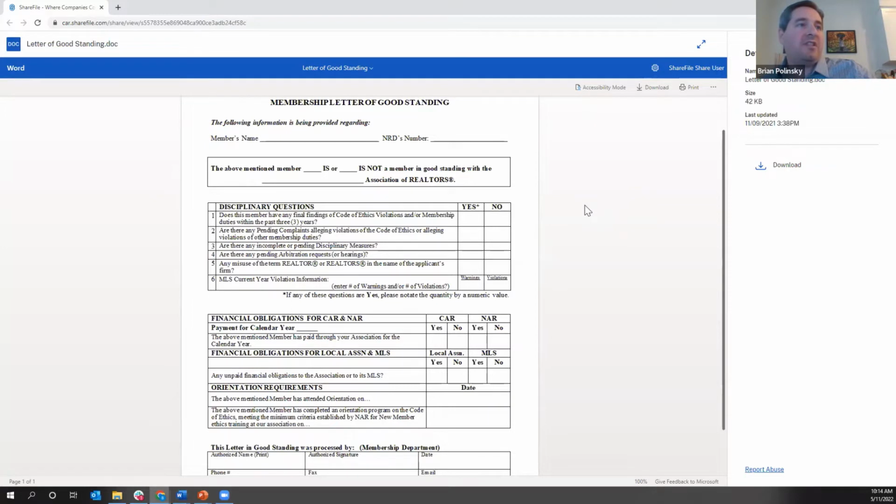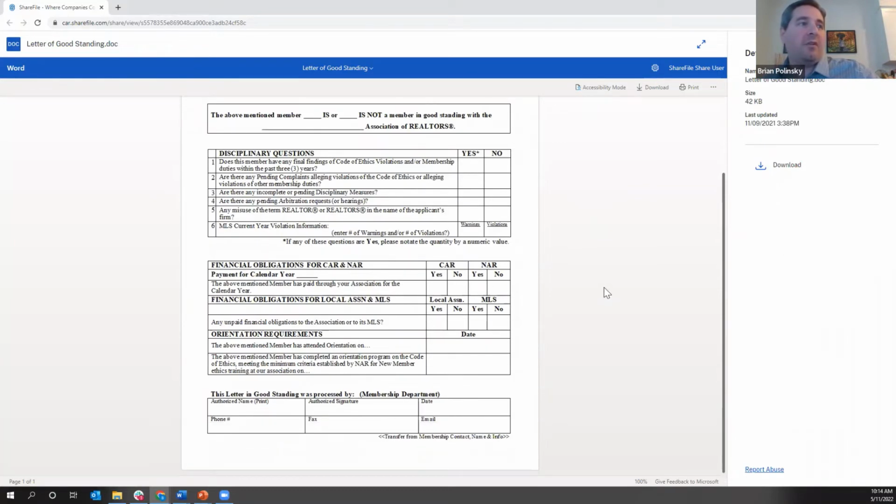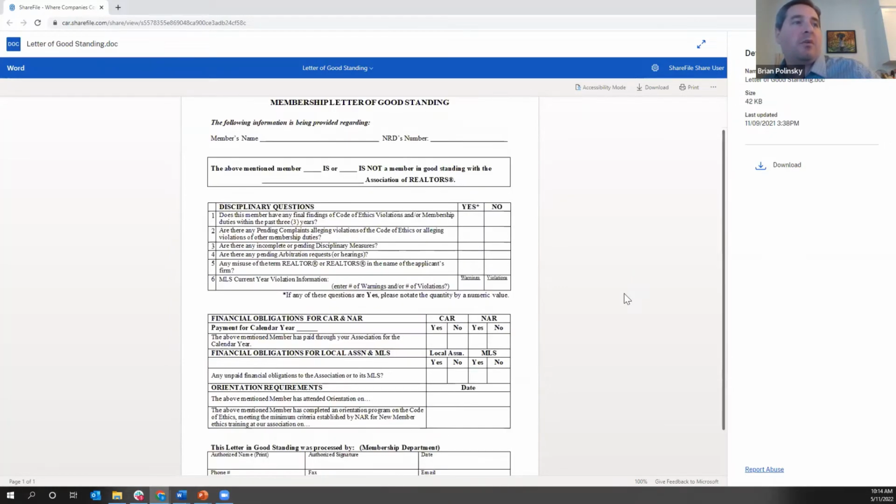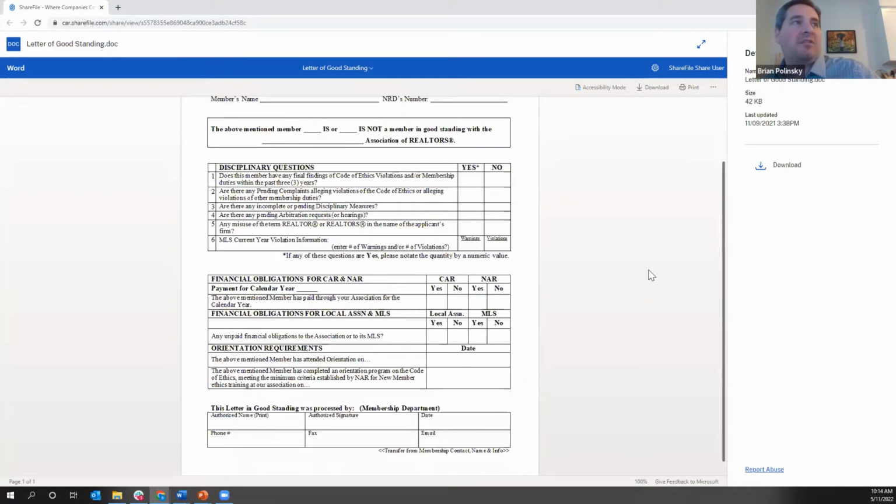Financial obligations, is this person up to date on all of their financial obligations and dues, both for C.A.R. and NAR and for the local association and for the MLS. And then we ask whether the member has fulfilled any of their orientation requirements. So all of this information combined is necessary to determine, and this is pursuant to NAR's definition, whether someone is in good standing. So this is the appropriate form to use when someone asks you for this letter of good standing.